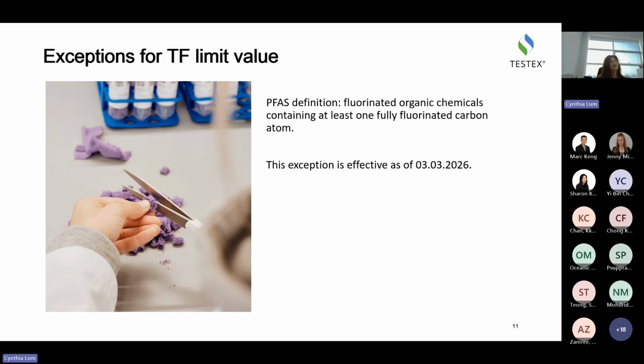Exceptions for total fluorine limit value. OEKO TEX have provided a definition of PFAS. So currently, PFAS is defined as fluorinated organic chemicals containing at least one fully fluorinated carbon atom. So this is effective from March, and I believe in due course there will be further clarification, and we will keep you posted.